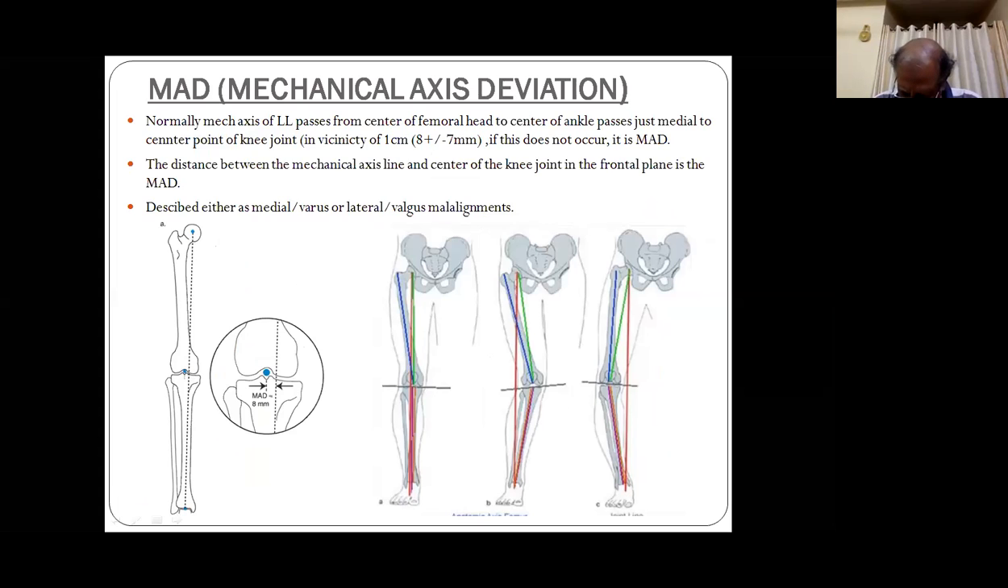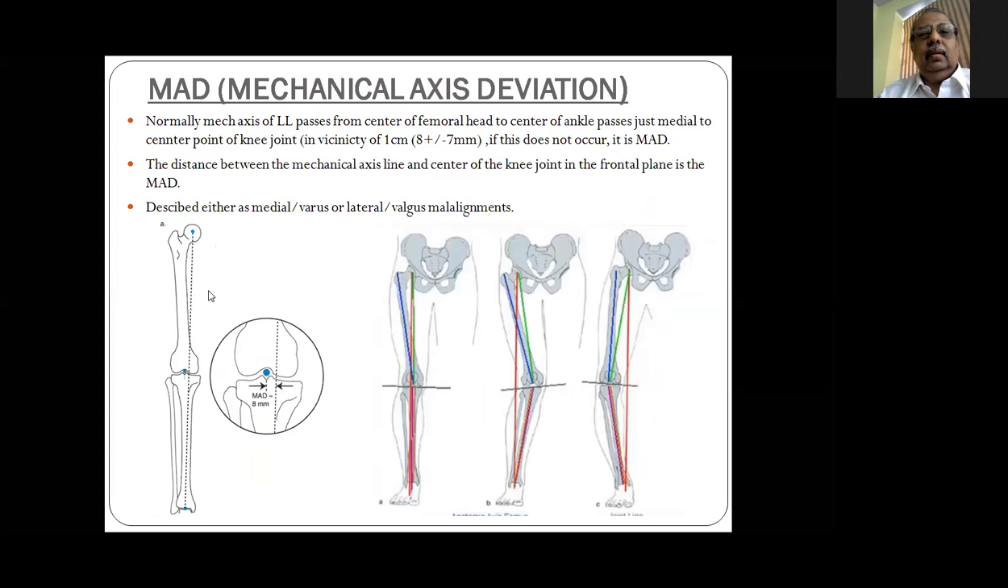Sir, so malalignment deviation or mechanical axis deviation. As we have seen, first of all, what is the mechanical axis of the lower limb? For the lower limb, we have to consider the femur and the tibia, ankle. So the mechanical axis of the lower limb is formed from the center of the hip joint to the center of the ankle joint. We have to draw from the center of the hip joint to the center of the ankle joint. In between, it will cover the knee joint.